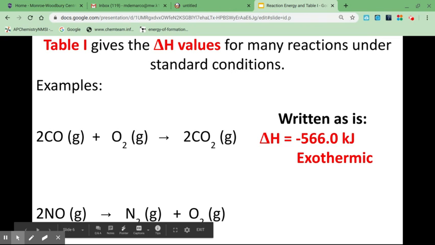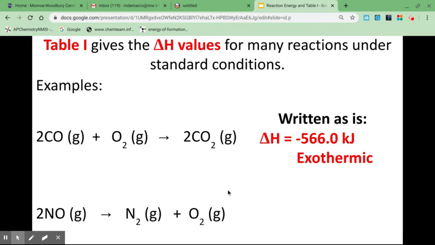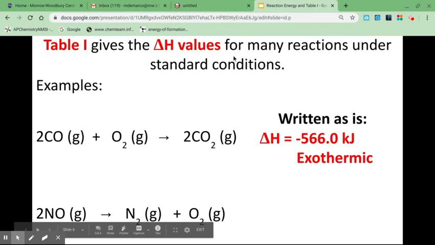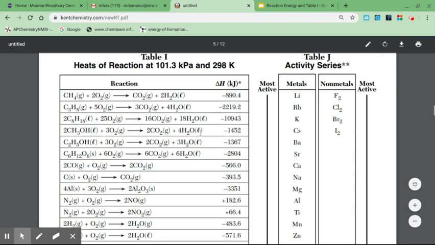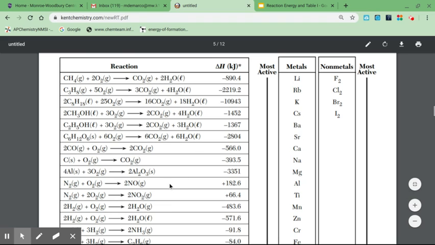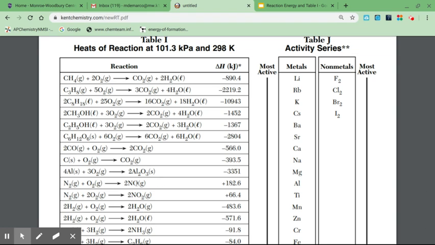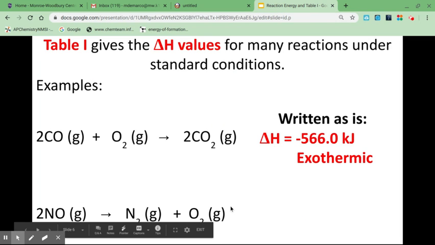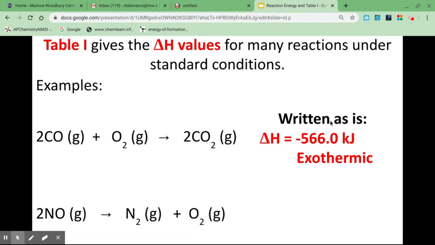I have 2NO gas gives us N2 gas plus O2 gas. Let's check that one out. 2NO, N2, O2. Well, notice right here. But wait a minute. It's not written exactly the same way. On table I, the N2 and O2 are reactants. In the example, they're products. So what does that mean? It's not written as is.